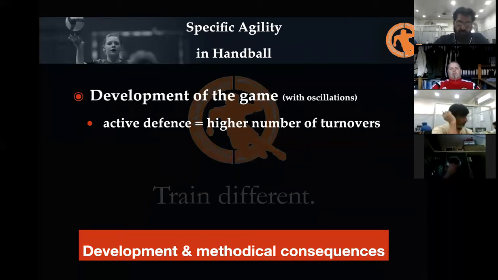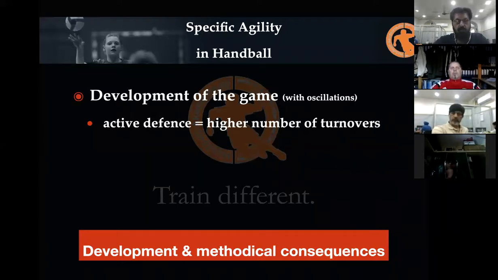So according to the rules on one side, and as a result, with a high success in defense, with a large number of turnovers and interceptions. So this defense was really active. So from my point of view, this should be the future development.